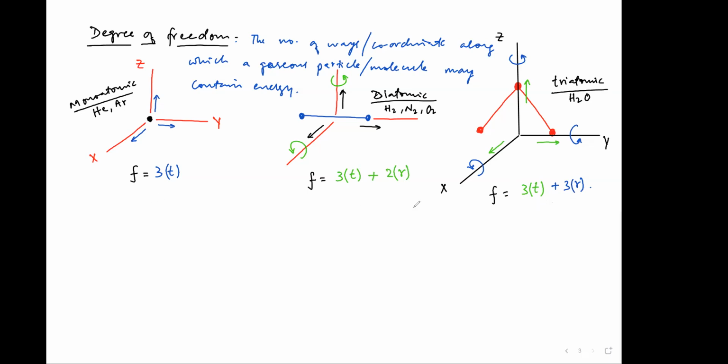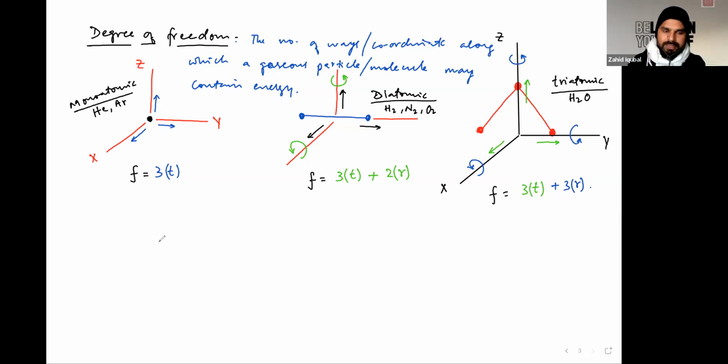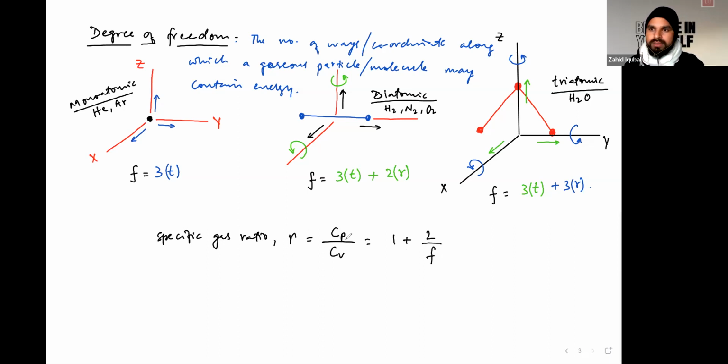Now, according to this degree of freedom, we may define gamma as the specific heat ratio. So gamma is equal to Cp over Cv, which is equal to 1 plus 2 by F. C is molar specific heat and the P and V subscripts define the process. So we call Cp the molar specific heat at constant pressure and Cv the molar specific heat at constant volume. We will define these two later on for different processes. Up to this part, just remember gamma is equal to 1 plus 2 by F. Is it clear?